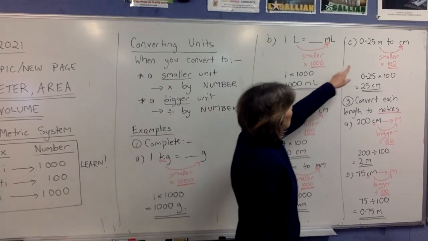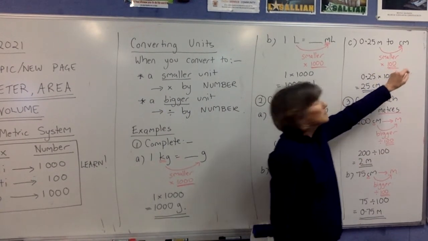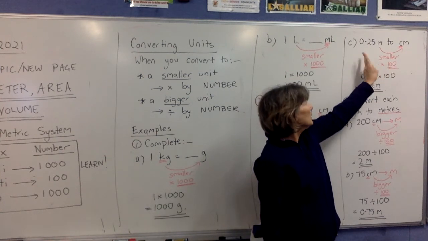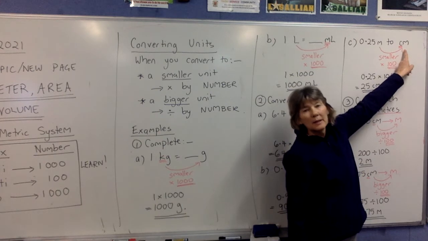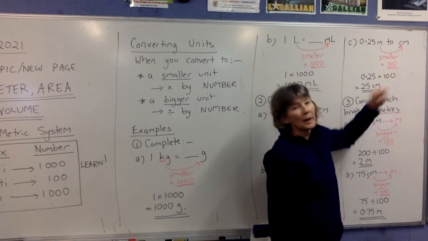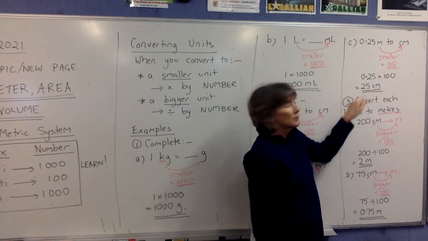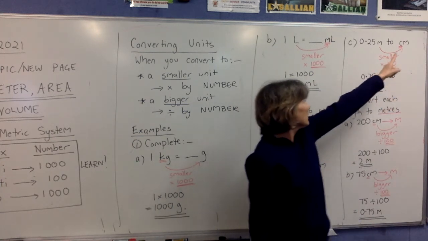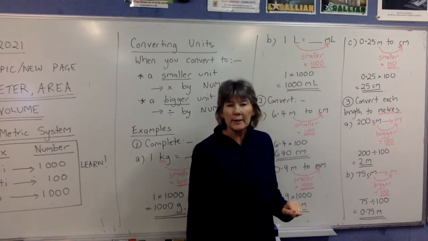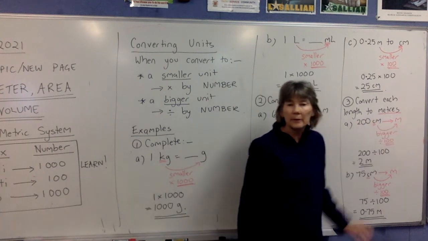Okay, so we're going from metres to centimetres. Centimetres are smaller, so we multiply. Look for your prefix. Here it is over here. C is for centi, which is 100. So we're going to multiply by 100. So 0.25 times 100, 25, put your centimetres on the end. Okay, looking at the next question, it says convert each length to metres. Just underline that with your red pen.